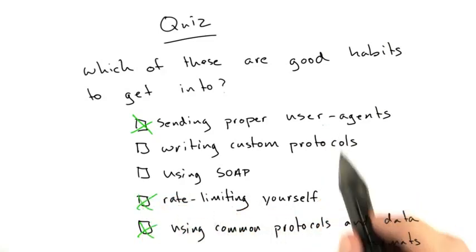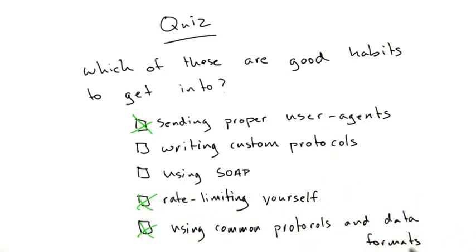Always be kind: proper user agent, rate limit yourself, use protocols and data formats that everybody knows how to work with, that are easy to work with. Your life and everybody else's online will be much easier.